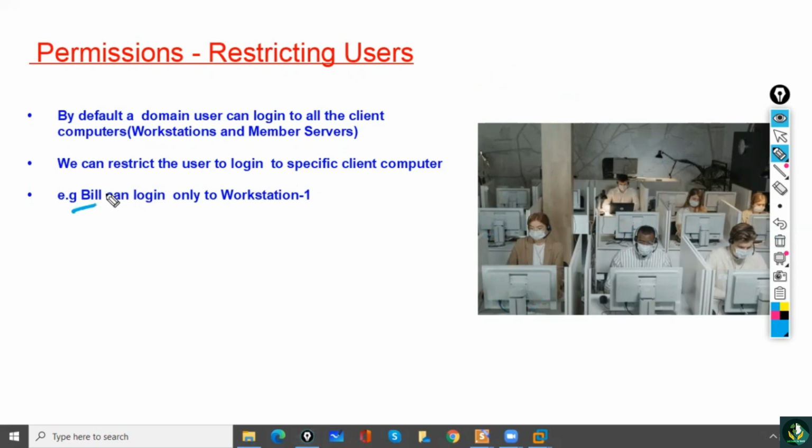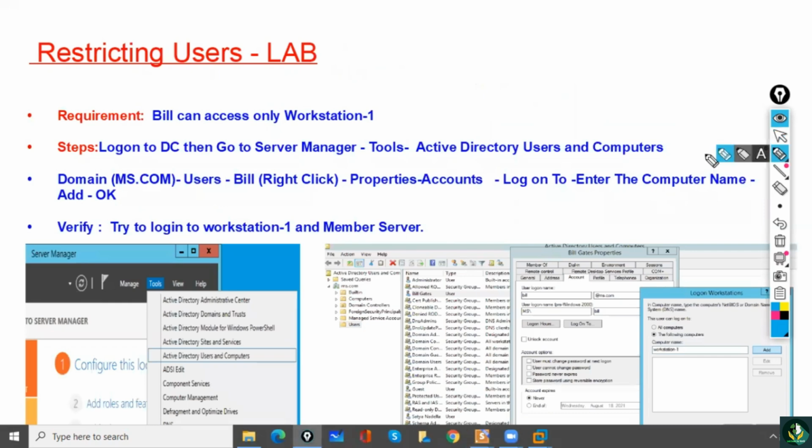Example, Bill can log in only to workstation 1. So how to do this? Our requirement is that Bill can access only workstation 1. So the steps: we'll log on to the domain controller. Then we'll go to server manager, then tools, then active directory users and computers. Then we'll go to users.